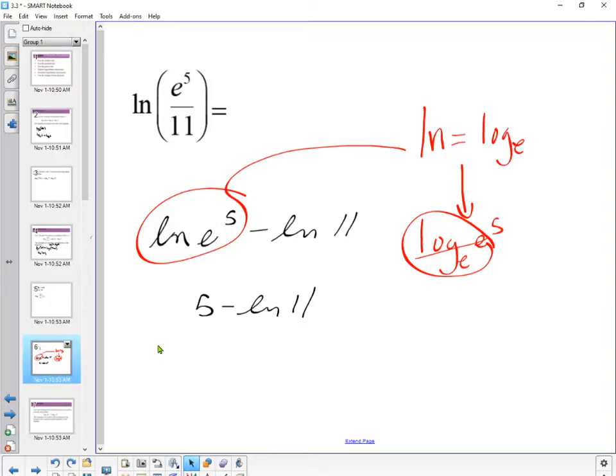ln is equal to log with a base of e. So if I write it as log base e of e to the fifth, powers and logarithms are inverse operations, therefore they cancel each other out, and you're going to get just that power up there, that exponent I mean.